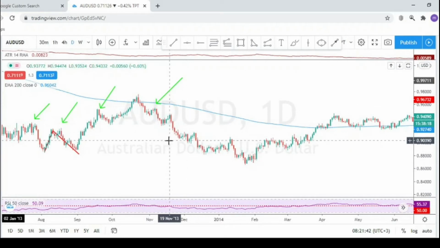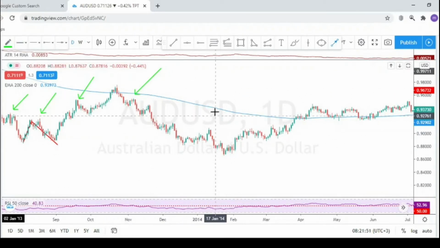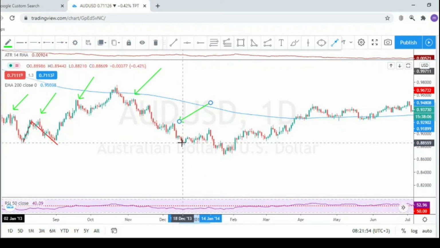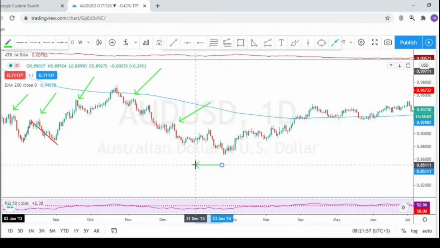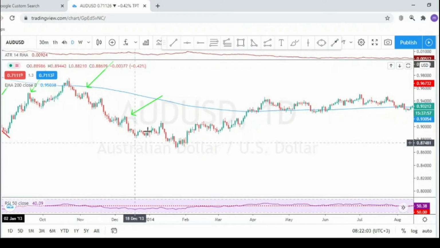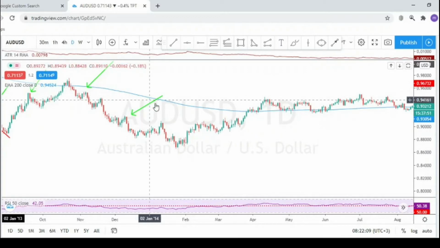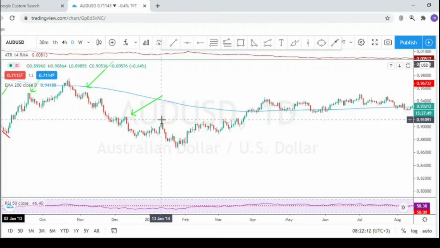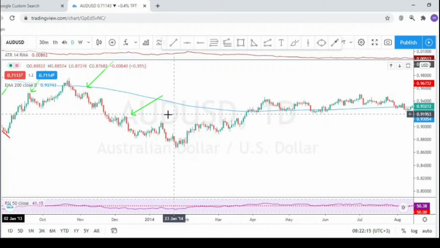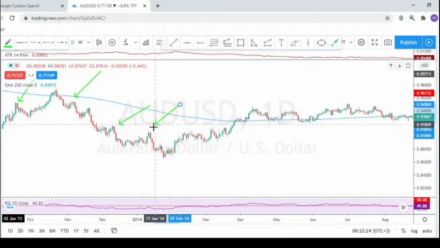To the downside, this would be a win. The market makes a pullback trending below this moving average and continues to the downside. I would call this a win. And the market made a pullback trending below the moving average. You look for your price action pattern to enter the market, and if you found it, then this could be a win as well. This could be a win as well.